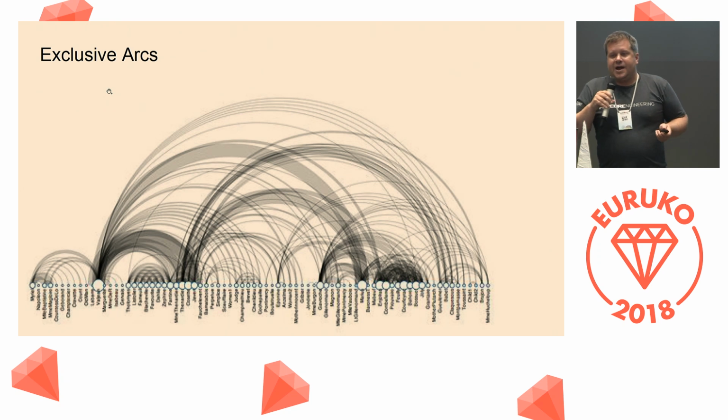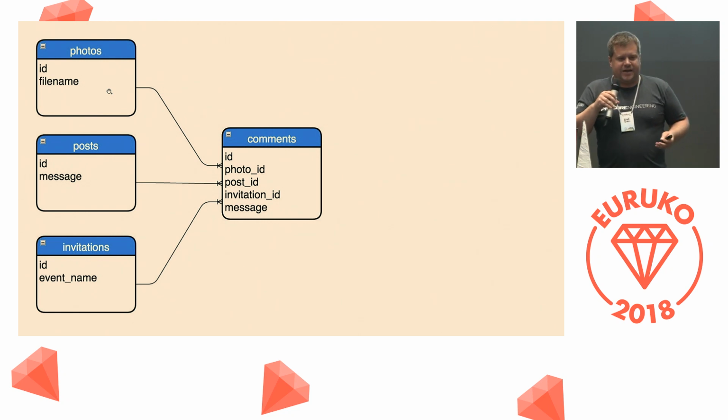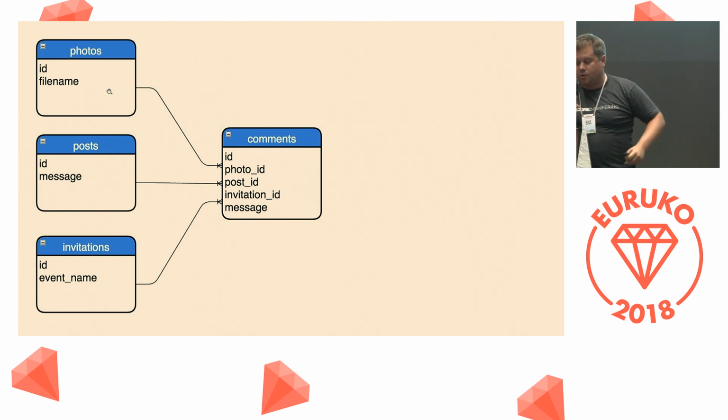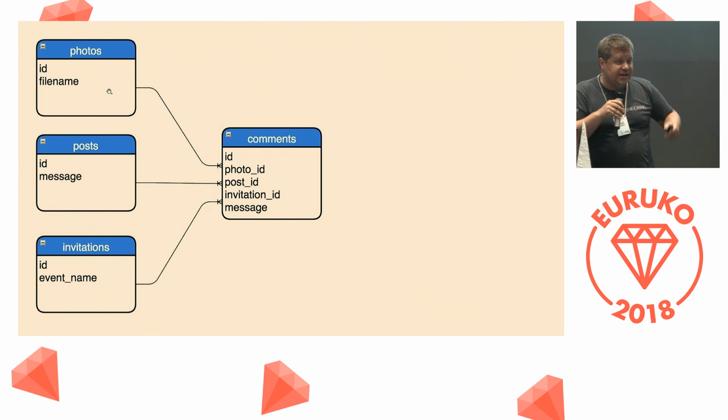Another alternative here is exclusive arcs. This is another way to represent the same data. And I'm going to use a slightly different example here. This is sort of like the social media, like the Facebook example. So say you're running a social media site. You've got photos, and people can comment on a photo. You've got posts, and people can comment on a post. You've got invitations, and people can comment on invitations.